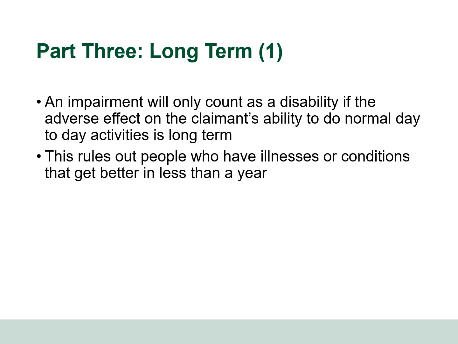The final part of the test concerns how long-lasting an impairment and the effects it has are. Where a claimant has an illness or injury that stops them from being able to do normal things, but it is not long-lasting, the illness or injury will not count as a disability. An obvious example of this is where someone breaks their arm and is unable to write while their arm is in plaster. If they recover fully within a few months, they will not count as a disabled person because their condition was not long-term. 12 months or a year is the time frame a tribunal uses.